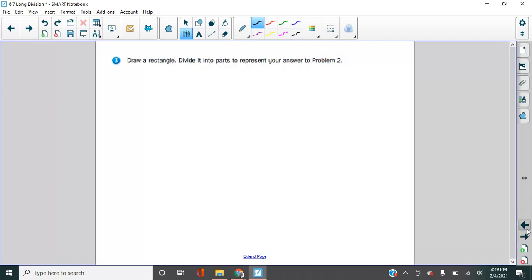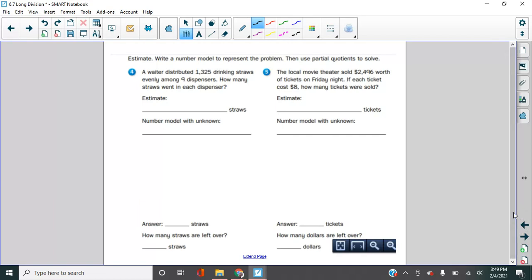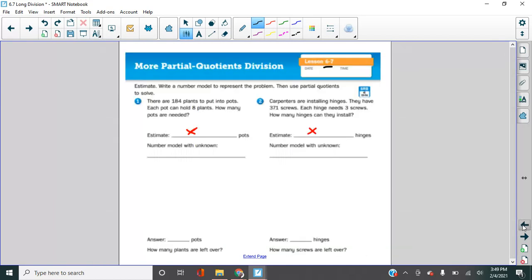Let's see. Do we have a number on this page? Nope, we don't. It might go on to a second page. It looks like it does. So just find 6.7 to know what to do.